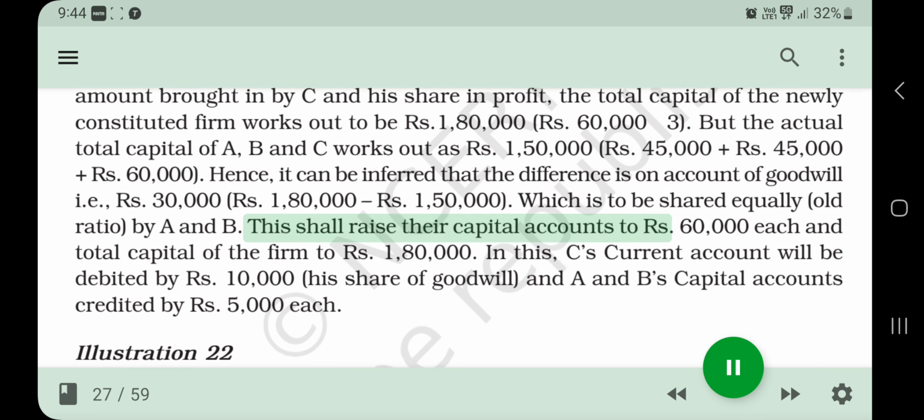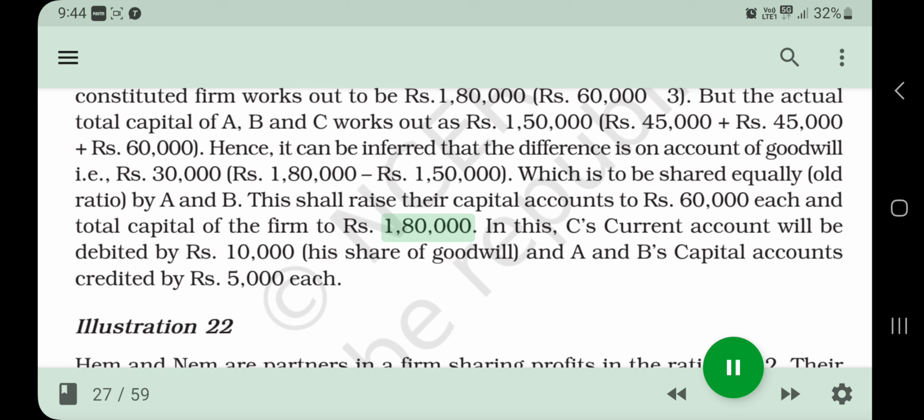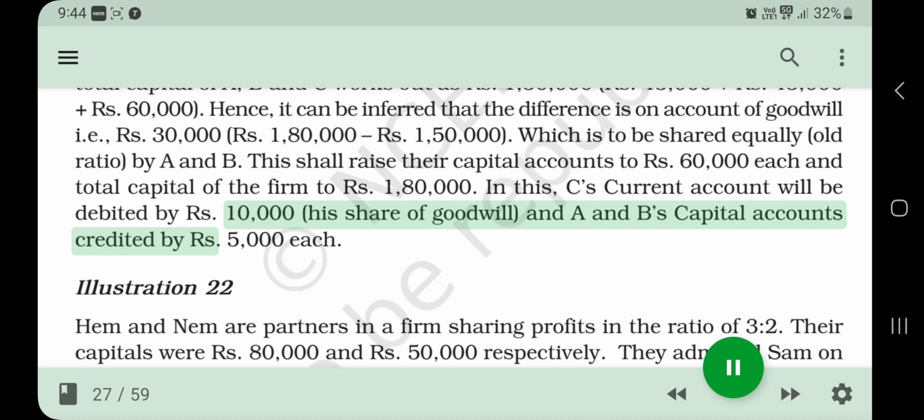This shall raise their capital accounts to Rs. 60,000 each and the total capital of the firm to Rs. 180,000. In this, C's current account will be debited by Rs. 10,000, his share of goodwill, and A and B's capital accounts credited by Rs. 5,000 each.